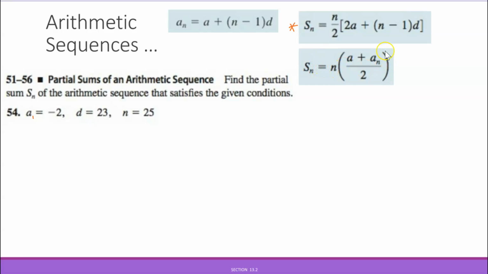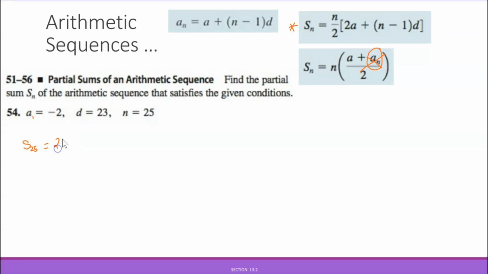This one we cannot use because we don't have the last term of the sequence. So this one is out. We don't know this one. Okay, so find the partial sum Sn using the given conditions. So what we're doing is we're summing the first 25 terms. N is 25, and that was a given in the problem.